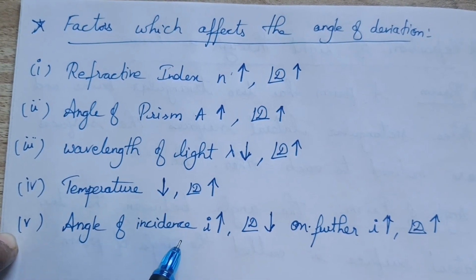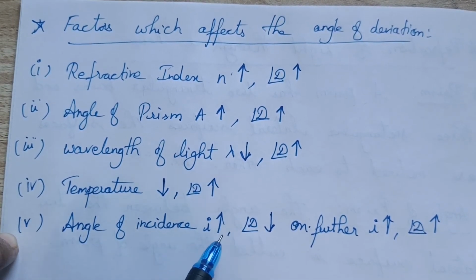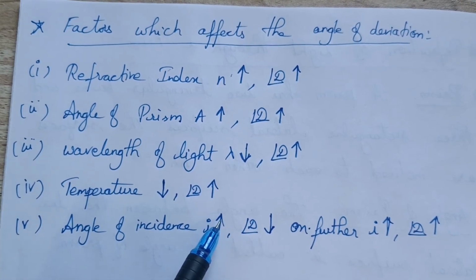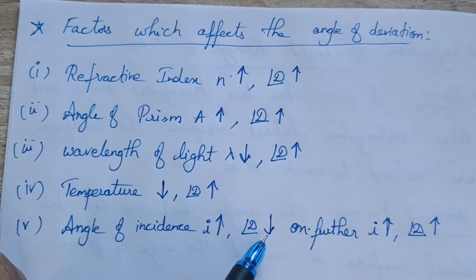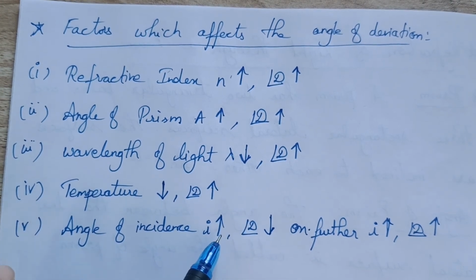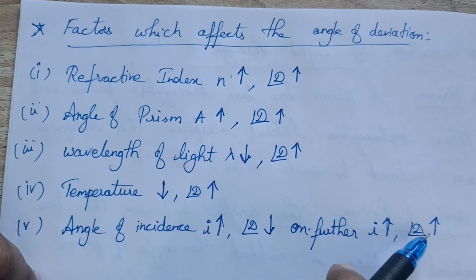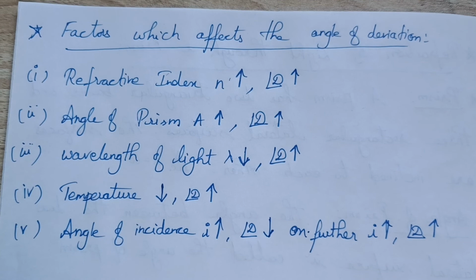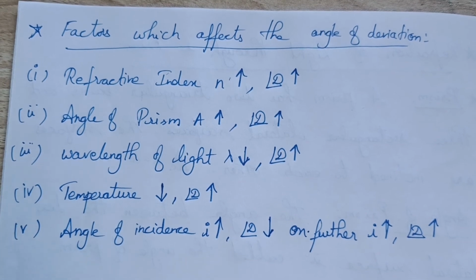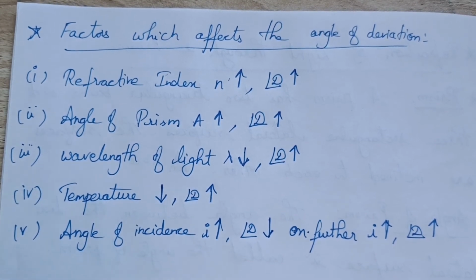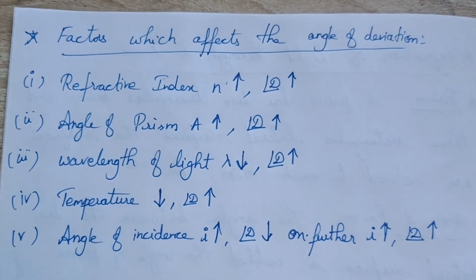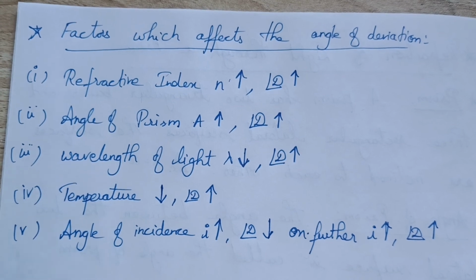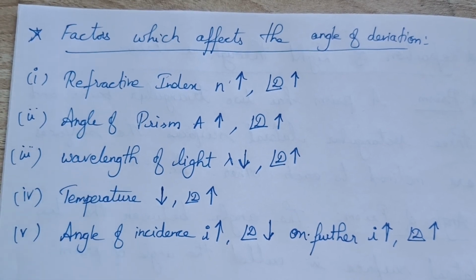Then it also depends upon the angle of incidence. Once the angle of incidence increases, the deviation decreases. On further increasing the angle of incidence, the deviation reaches a particular minimum stage, and after that the angle of deviation increases again. Just know these factors. That's enough. Even in the book they are not given the factors. Simply know what the factors are which affect the angle of deviation.